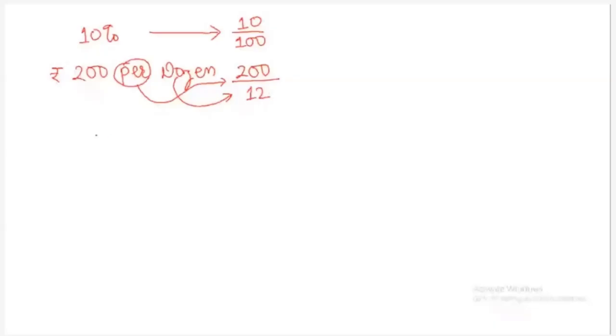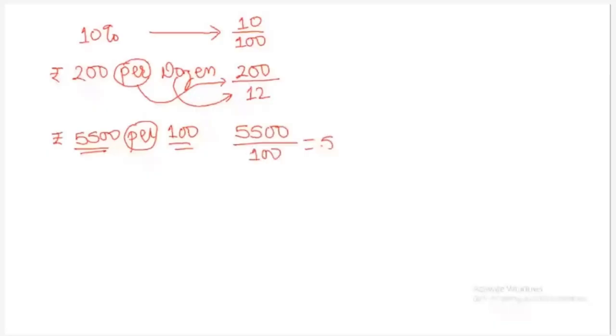If they say rupees, let's say 5,500 per 100. Instead of per dozen, it is per 100. So what will we do with this? How do you write this? Yes, remember per means divide. Whatever comes first is the numerator, this is the denominator. So we'll write 5,500 divided by 100, which is nothing else but 55. Correct? Finally, it is 55. The 0 and 0 get cancelled. The question is saying 5,500 per 100.